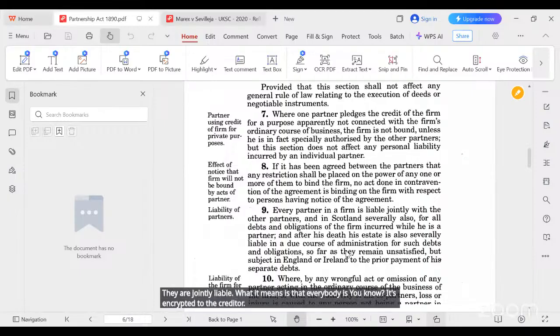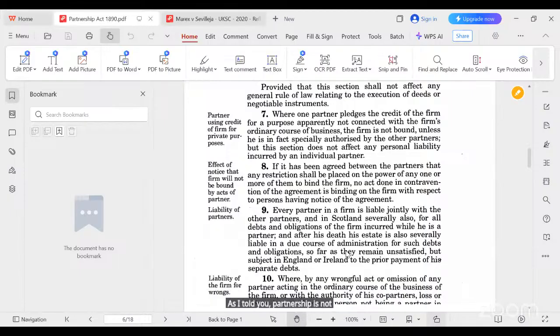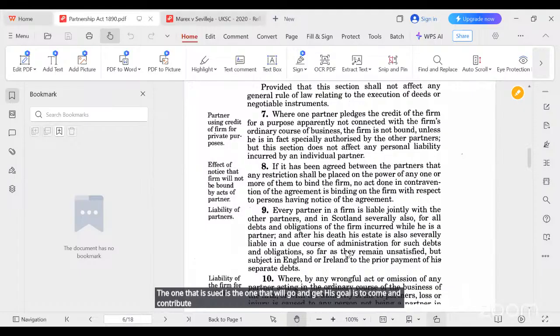Because I told you, the partnership and business is not separated from the owners, the partners, and the partners are also the business. So in terms of liability to a third party, they are jointly liable. The implication of being jointly liable is that the creditor can sue one of them and collect all the debts without recourse to the other. The one that is sued is the one that will go and get his colleagues to come and contribute. And that is the essence of severally.